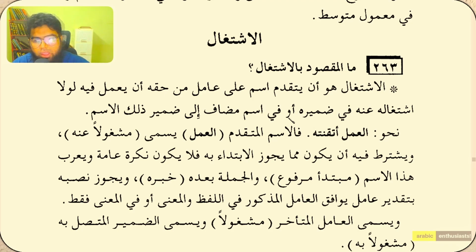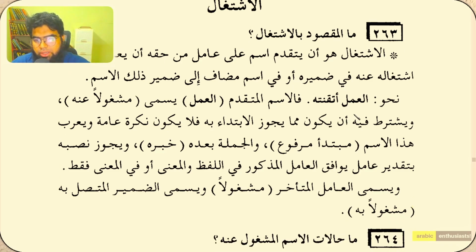He gives an example. نحو العمل أتقنته. Okay, so alright, العمل, literally this is the مفعول به, no? I mean it should have been, but there's a pronoun here. أتقنته. فالاسم المتقدم العمل يسمى مشغولا عنه. So this is called مشغولا عنه, which is busy away from, and مشغول به, this is busy with it, right? Or just مشغول. ويشترط فيه أن يكون مما يجوز الابتداء به فلا يكون نكرة. It should not be نكرة عامة. It should not be nakira, because you're starting a sentence. The work, I perfected it. It should not be nakira.